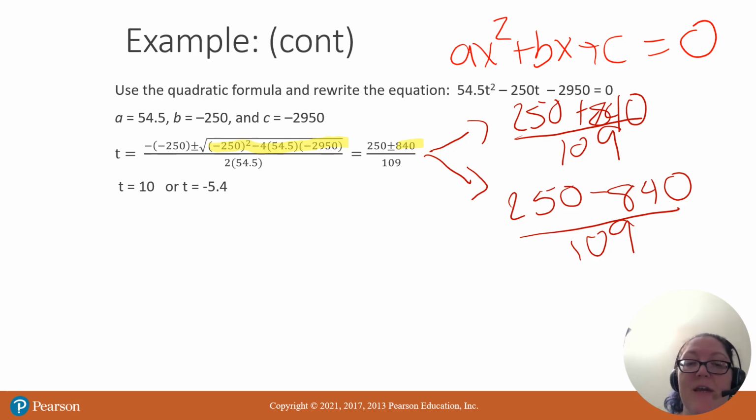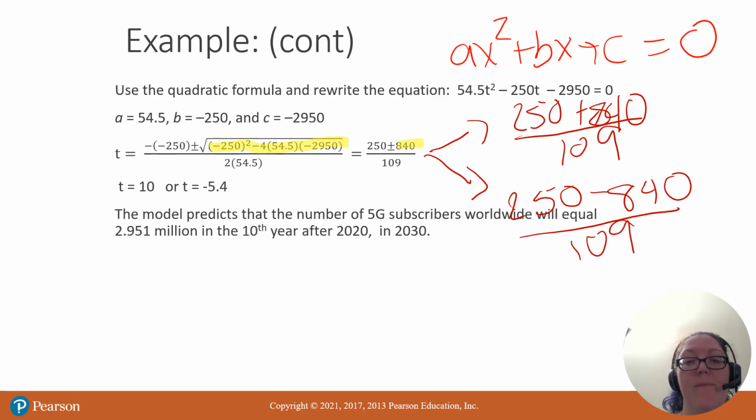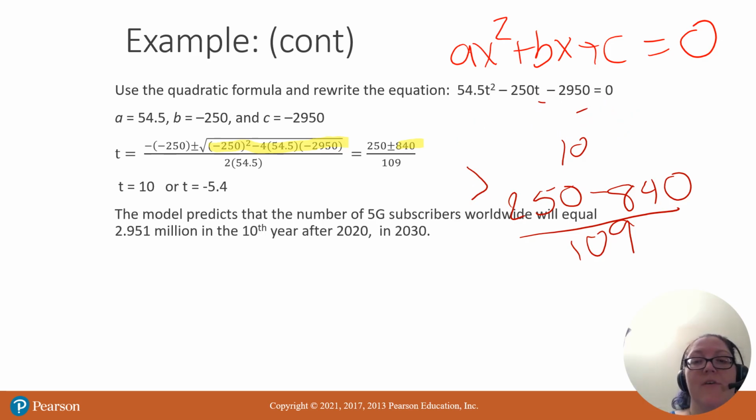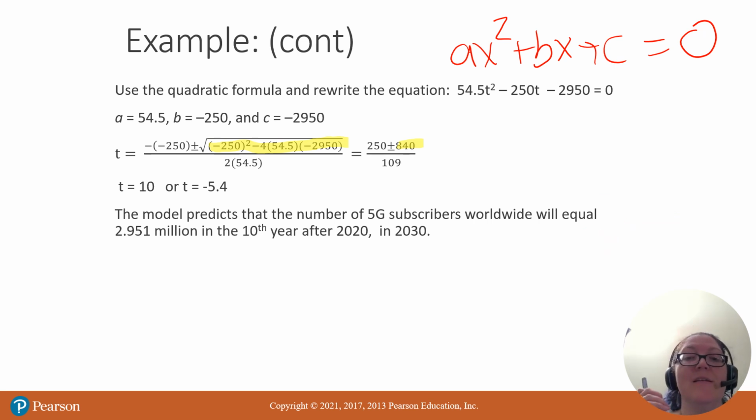Now, when I did both, I got x equals 10 and x equals negative 5.4. Now, I am going to remind myself here that the model's predicting the number of subscribers worldwide, and T is the number of years after 2020. So a negative 5.4 would mean years going backwards, which is not going to work.